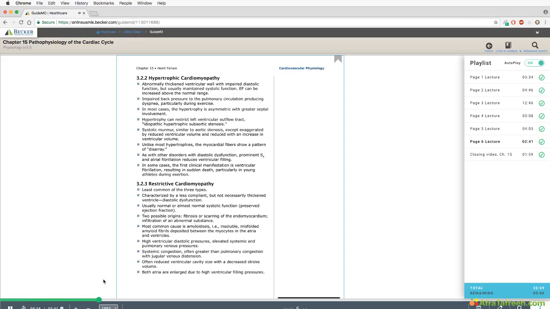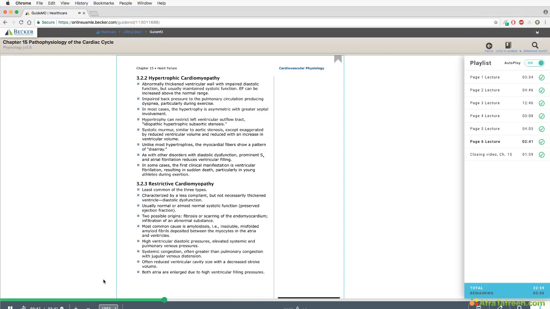Because of the diastolic dysfunction, you increase back pressure into the pulmonary circulation. That can cause dyspnea and pulmonary congestion, particularly during exercise. Now, in many cases, the hypertrophy is asymmetric with a greater septal involvement.